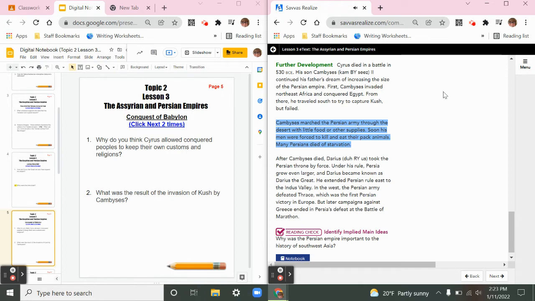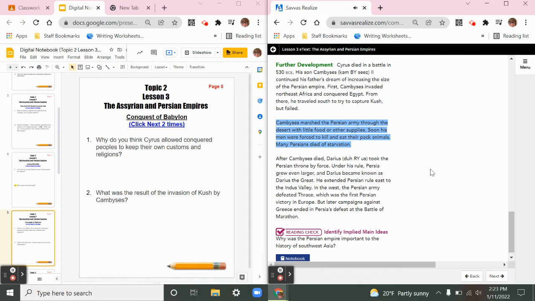Cambyses marched the Persian army through the desert with little food or other supplies. Soon his men were forced to kill and eat their pack animals. Many Persians died of starvation. After Cambyses died, Darius took the Persian throne by force. Under his rule, Persia grew even larger, and Darius became known as Cyrus the Great.